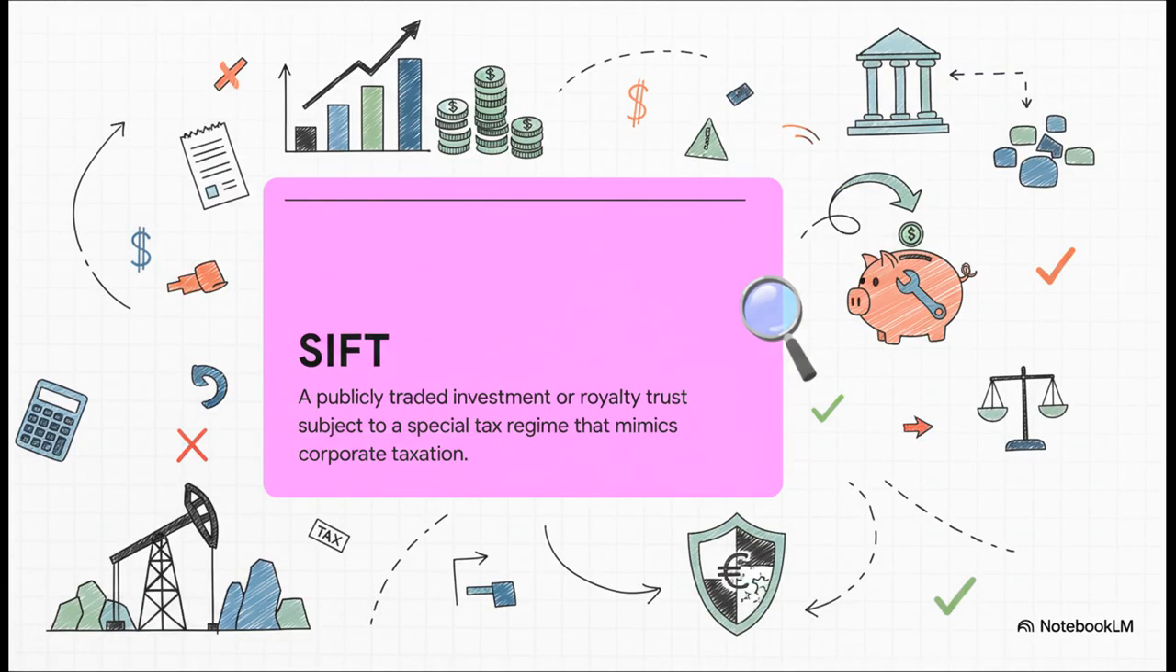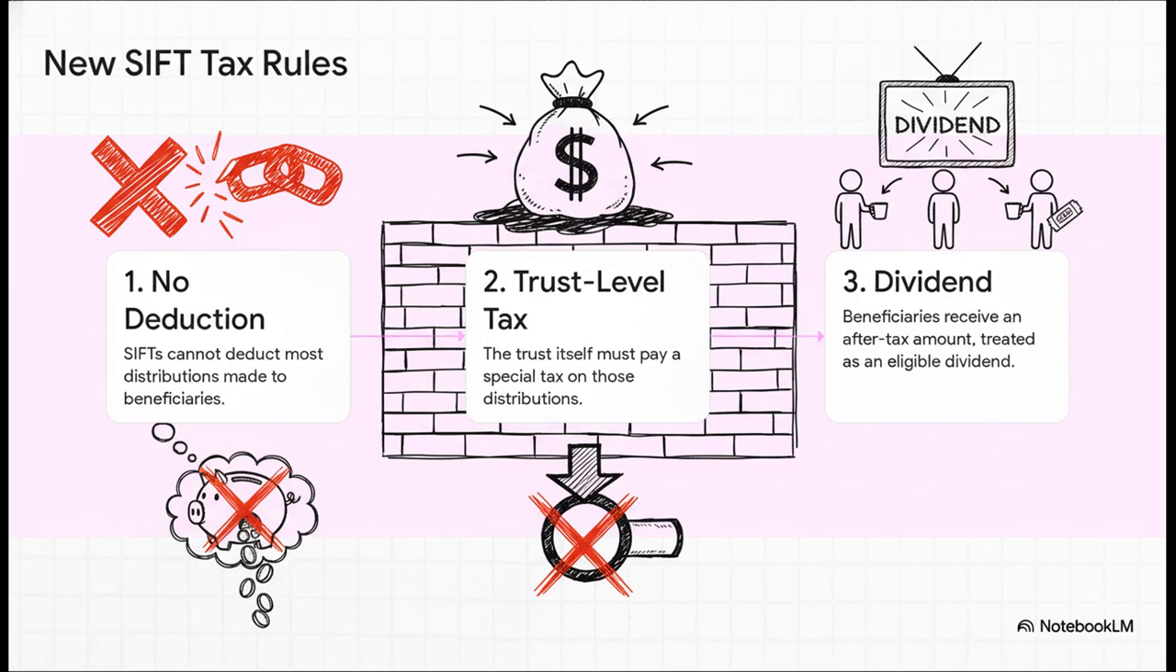And this new category was called a Specified Investment Flow-Through, or SIFT for short. Now, this label was applied specifically to publicly traded investment trusts, the ones operating an active business, and also to royalty trusts, which you see a lot in the oil and gas sector. The entire point of this new SIFT designation was to make these trusts look and act a lot more like corporations, at least when it came to paying taxes. So how exactly did the government pull this off?